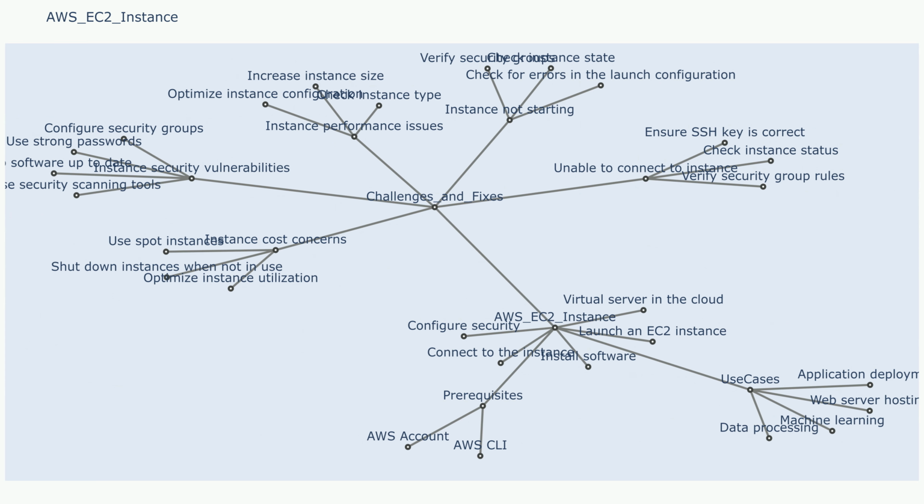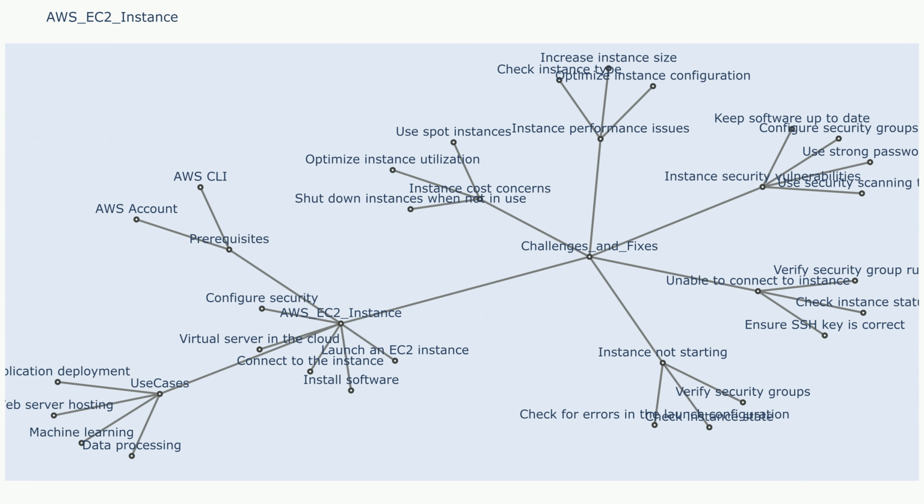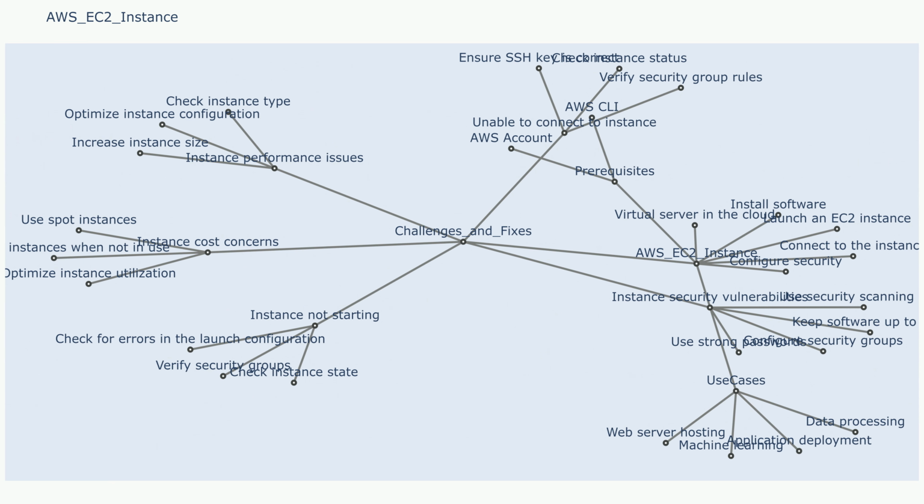Unable to connect to instance. Verify security group rules. Ensure that the security group associated with the instance allows inbound traffic on the port used for connecting. Typically port 22 for SSH. Ensure SSH key is correct. Verify that the SSH key pair you are using to connect to the instance is the correct one. Check instance status. Ensure that the instance is running and in a healthy state.